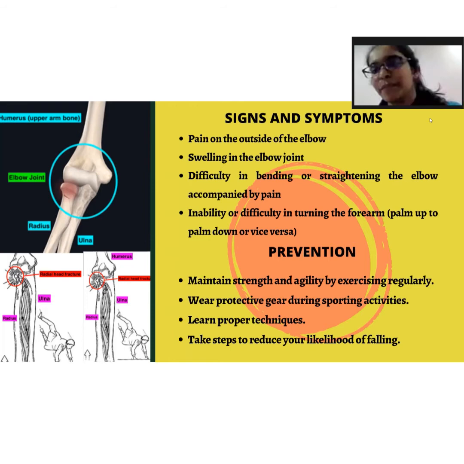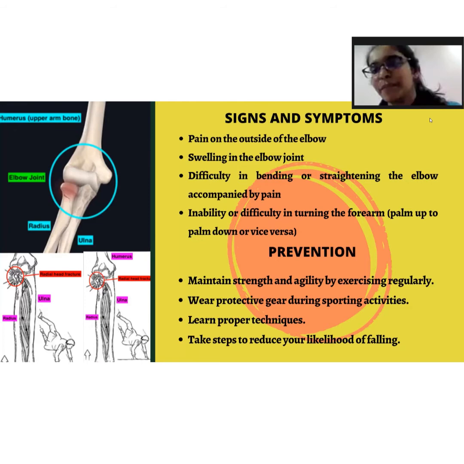As for prevention, it's not possible to fully prevent this fracture because it is a very common injury in football. But there are some steps you can take and give more concentration to, like maintaining strength and agility by exercising regularly.